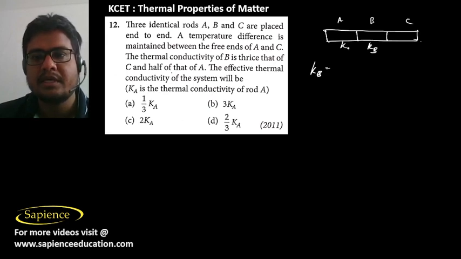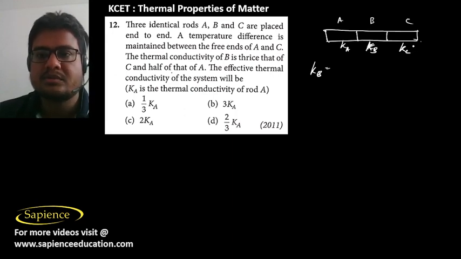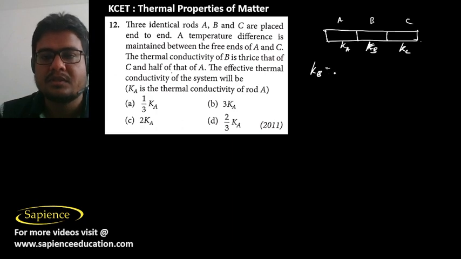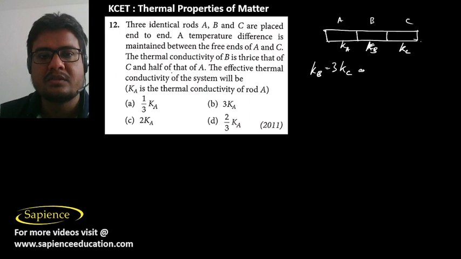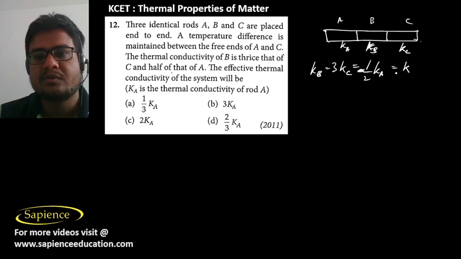KA is the thermal conductivity of A, KB is the thermal conductivity of B, and KC is the thermal conductivity of rod C. So KB is thrice that of C, so 3 into KC, and that is also equal to half of that of A, so half of KA. Let's say that is equal to K. Therefore KA will be equal to 2K, and KC will be equal to K by 3.